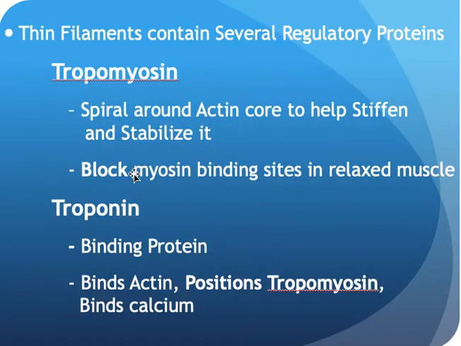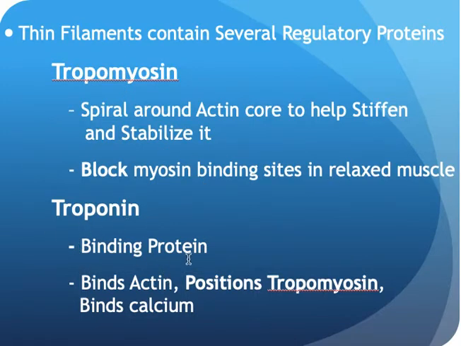That linking is the cross bridge formation. So thin filaments contain several regulatory proteins because I don't want my muscles to be contracting all the time. They're going to have tropomyosin. We saw that in the picture a second ago. It spirals around the actin core and helps stiffen and stabilize. But the main thing tropomyosin does is block these myosin binding sites when the muscle is relaxed. Okay, so very, very important: tropomyosin blocks the myosin binding sites.